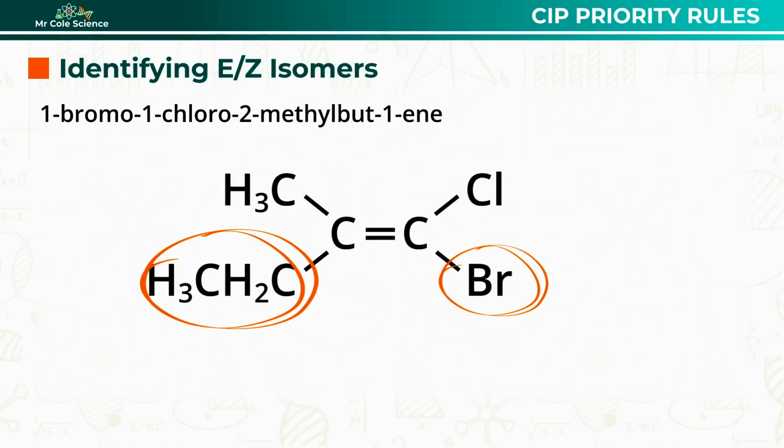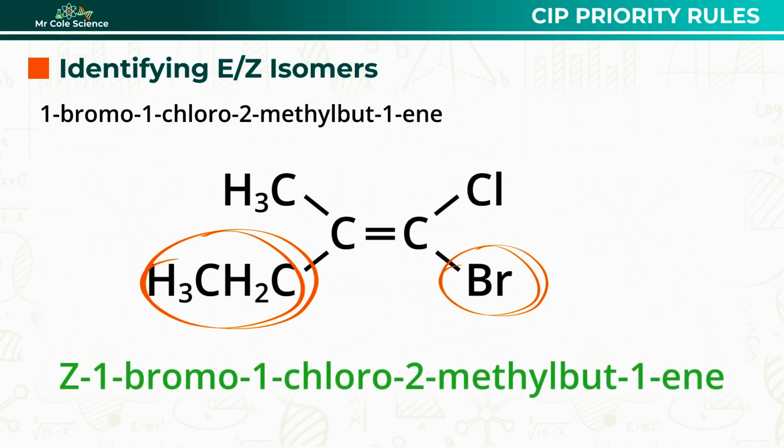Now we can compare the positions of our two priority groups. They're both below the carbon-carbon double bond, and so are located on the same side of the bond, which means that this is the Z isomer. And so we have Z-1-bromo-1-chloro-2-methylbut-1-ene.